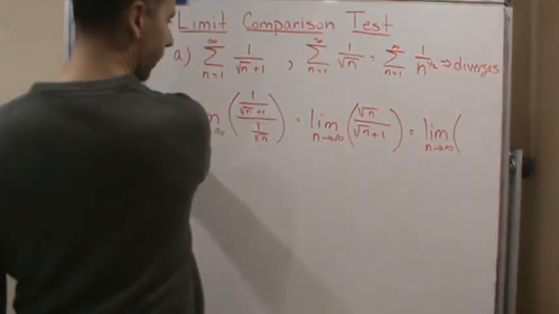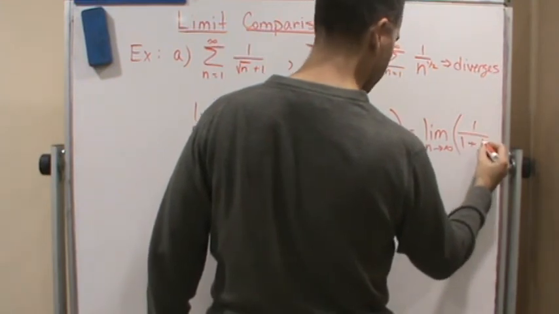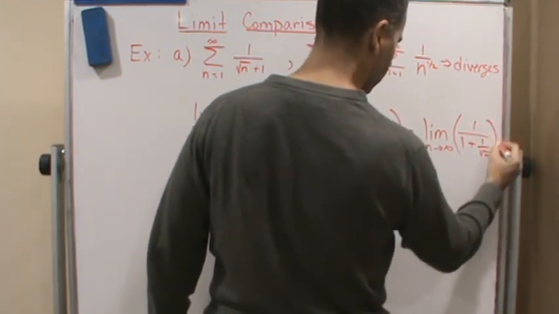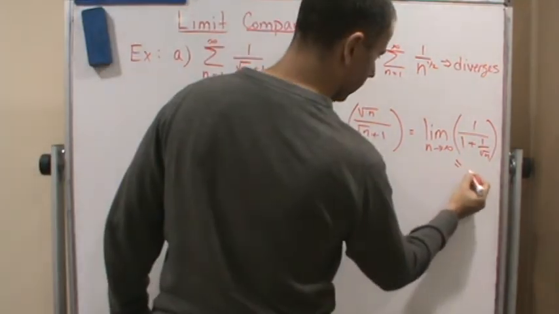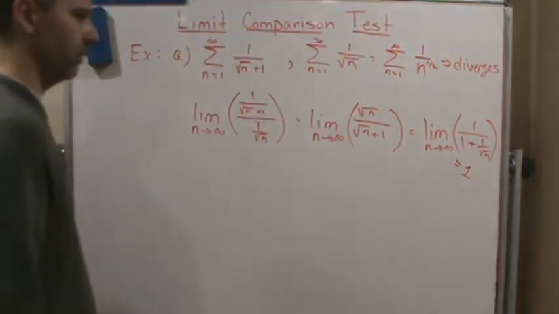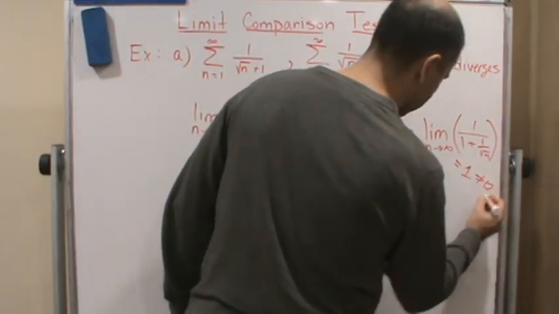We get 1 over 1 plus 1 over the square root of n. Well, this obviously goes to 1, right? So that's going to equal 1, which is not equal to 0, right? Not equal to 0.